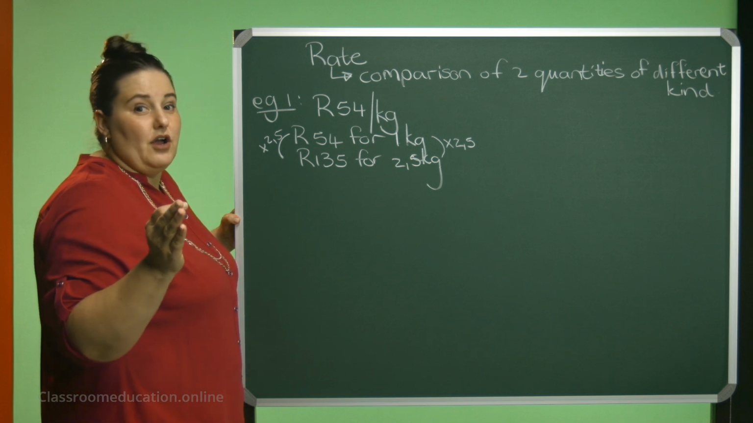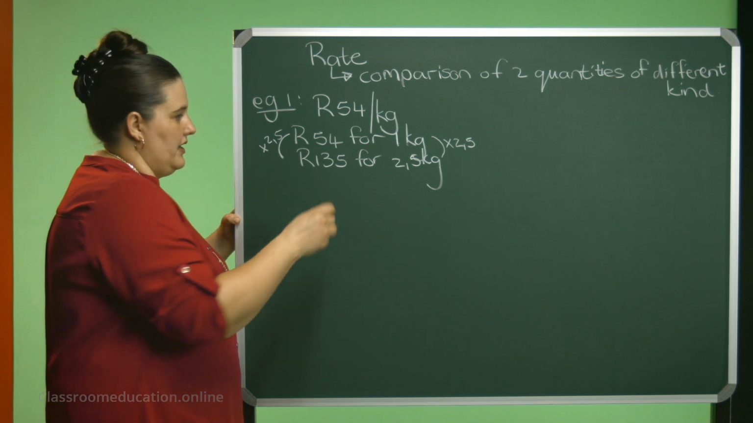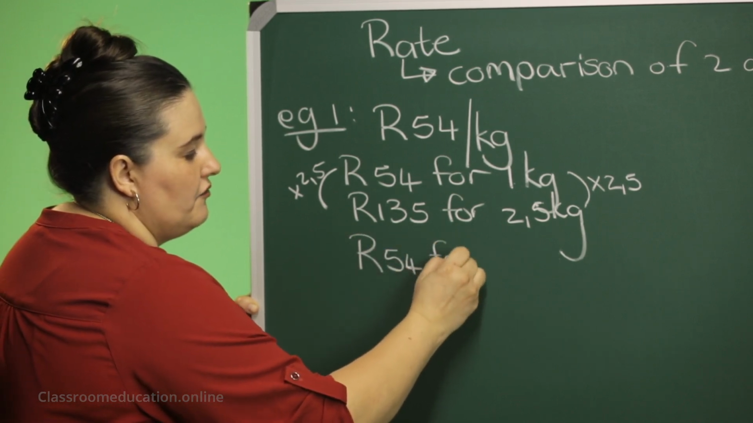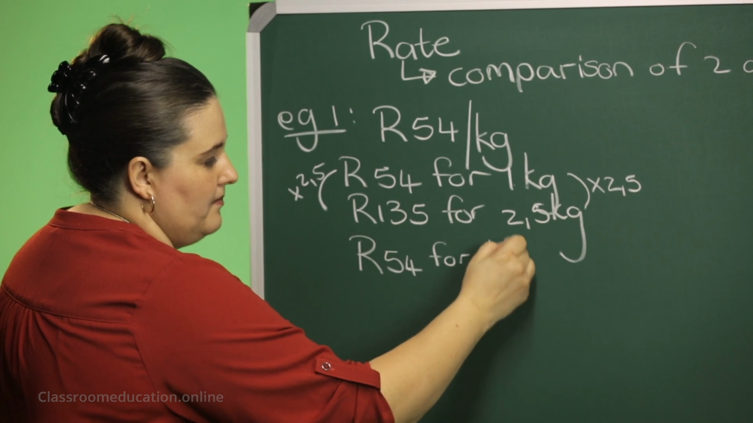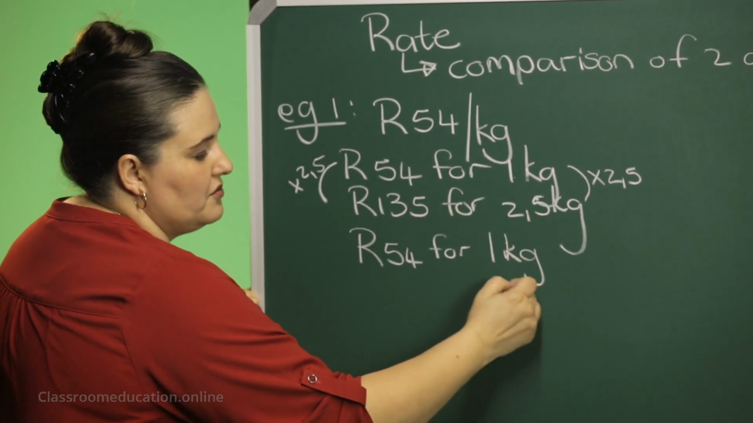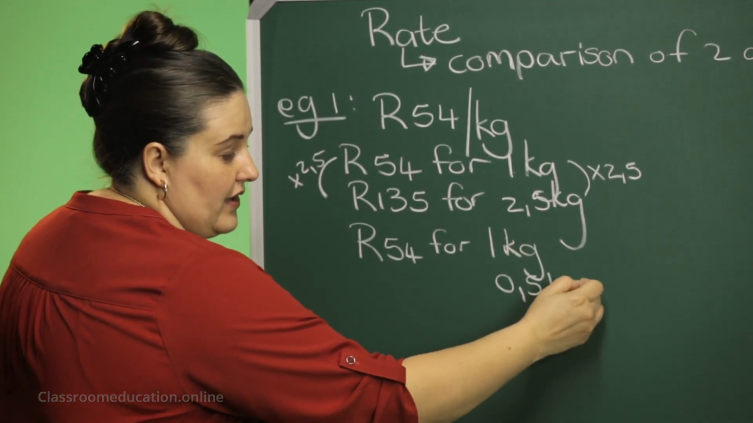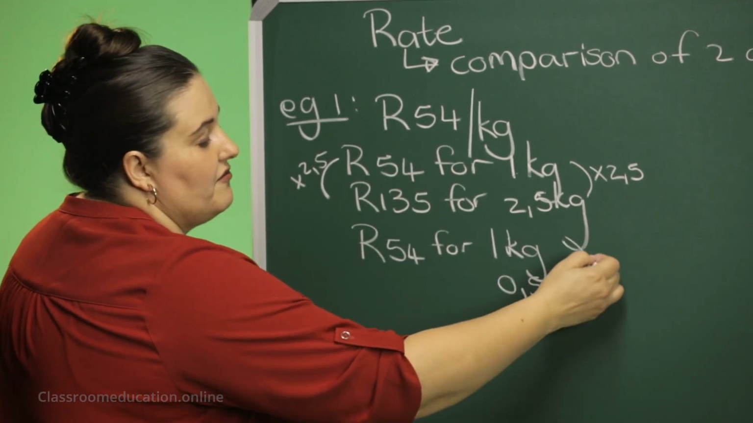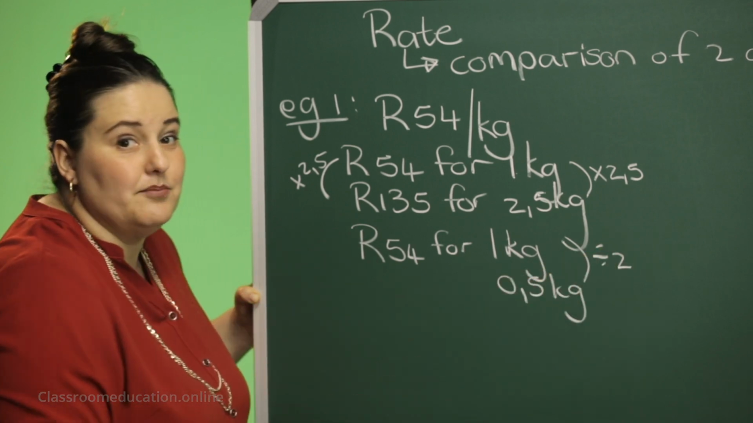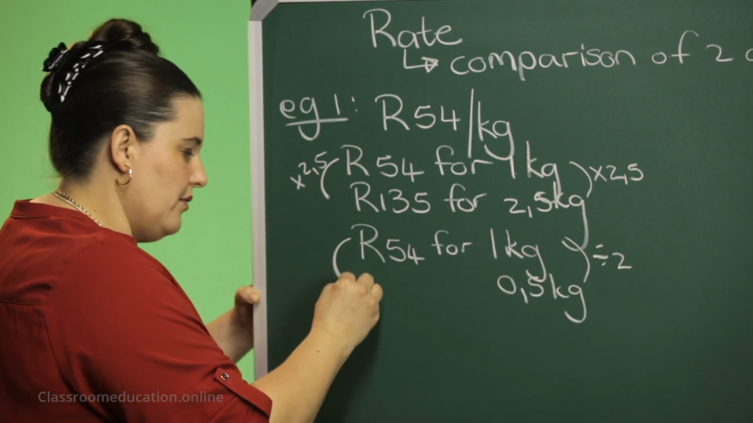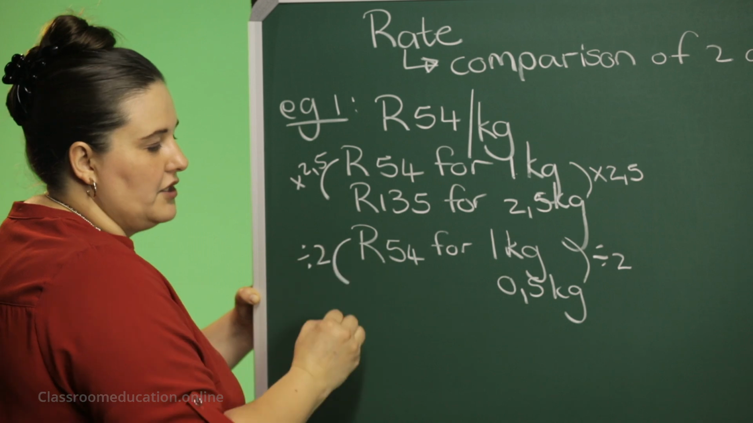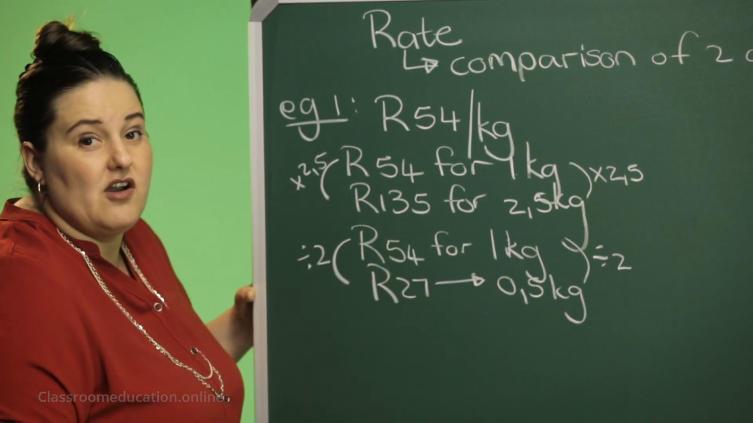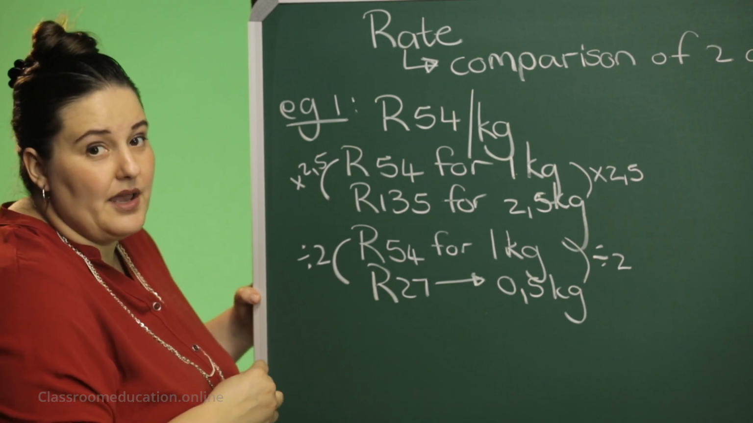Okay, but let's say you only want to buy half a kilogram. So let's start with a rate. It's 54 rand for 1 kilogram. You want to make it 0.5 kilograms, half a kilogram. So from 1 to 0.5, you actually divided it by 2. Do it with your price as well. Divide by 2. So I have 27 rand for 0.5 or half a kilogram of chicken.